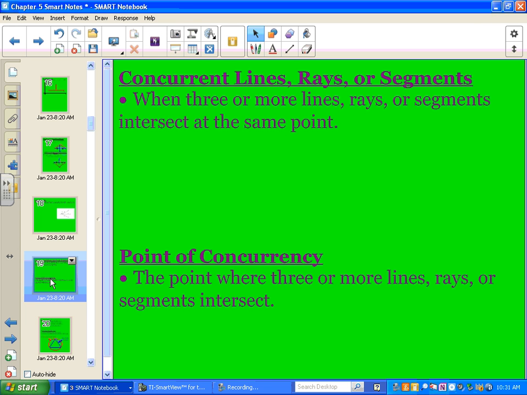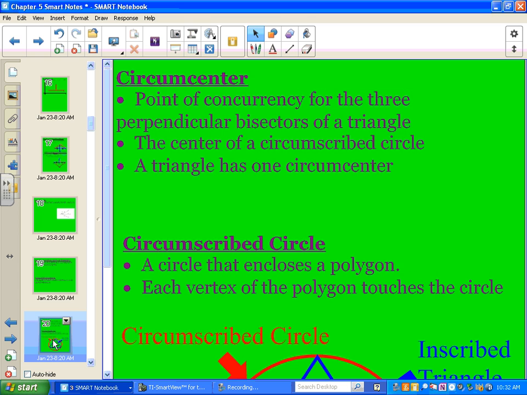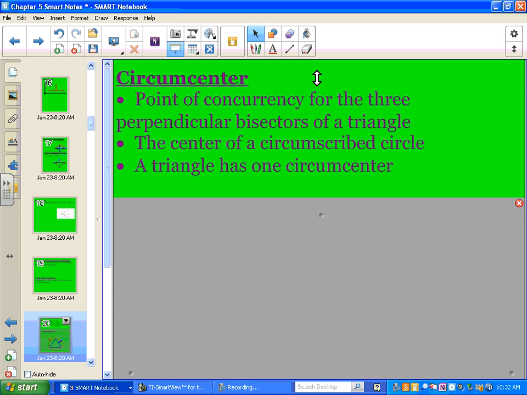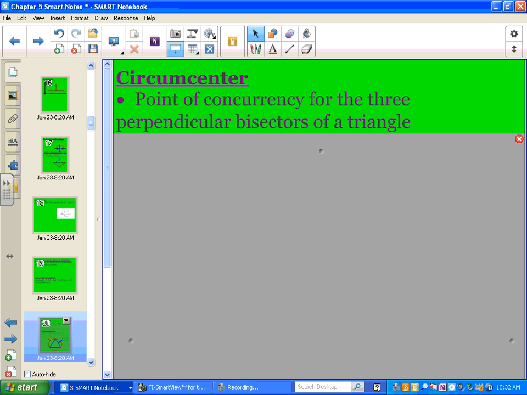Now, going back to the question I asked, where does the circumcenter fall, Andy? Where three perpendicular bisectors meet. Very good. So circumcenter. This is the point of concurrency for the three perpendicular bisectors of a triangle. So in terms of a triangle, it's where the three perpendicular bisectors are going to meet.